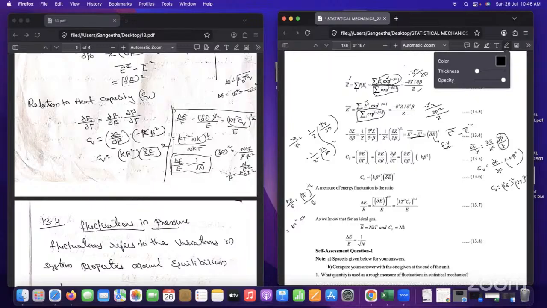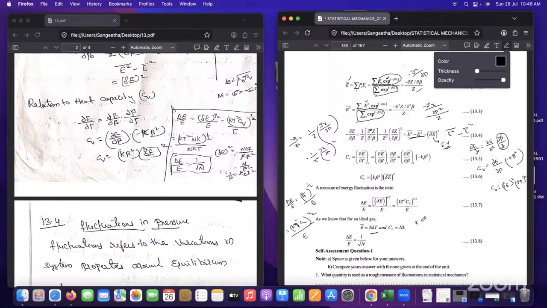(k T square C_V) whole to the power of 1 by 2. So (k T square C_V) whole to the power of 1 by 2 by E bar is written as it is. Here I am taking the E value as N k T and the C_V value as N k. So substitute in equation 13.7.